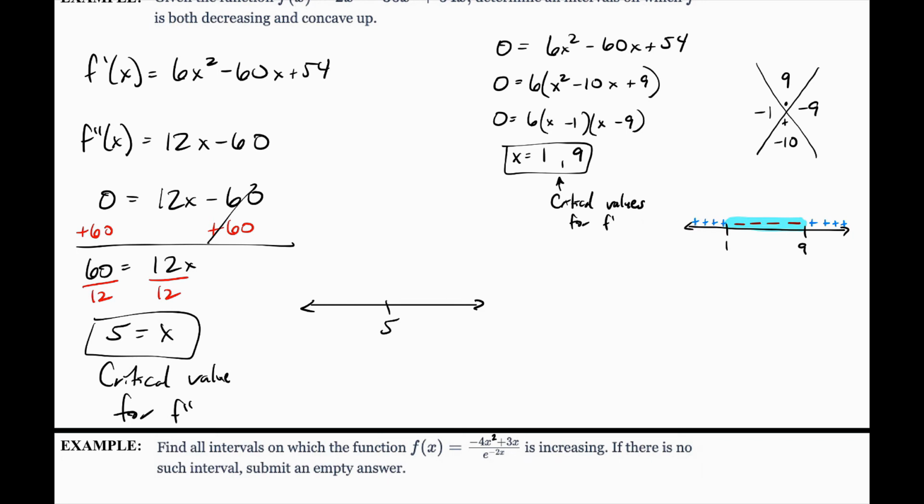This one you can probably do in your head because it's just linear. So you're going to plug in 6, 7, 8, whatever number you want to plug in over here. You're going to plug it in to the second derivative here. I'm going to pick 10 since 10's a nice round number because 10 is over here. So when I plug in 10 here, that makes 120. Minus 60 is a positive number.